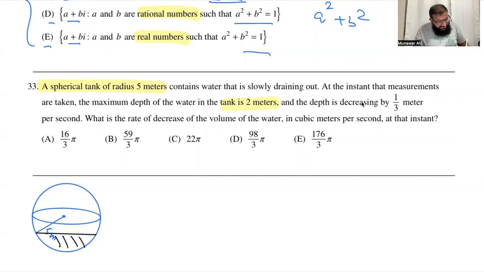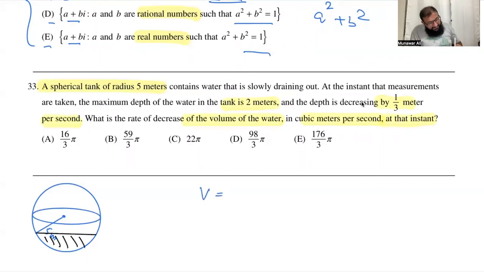So this is water, and above that there is no water, and the height of the water, or the depth of the water, is 2 meters, and the depth is decreasing at 1/3 per second. What is the rate of the decrease of volume of the water in cubic meters per second at that instant? So we'll simply apply the study of differentials.